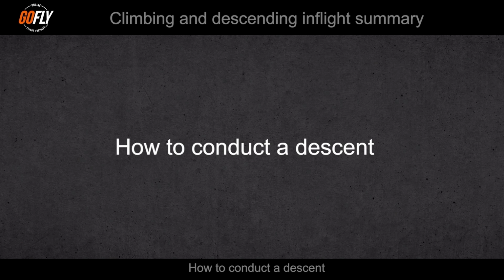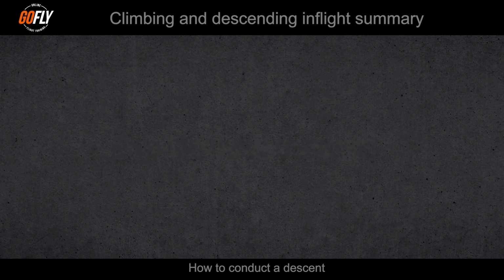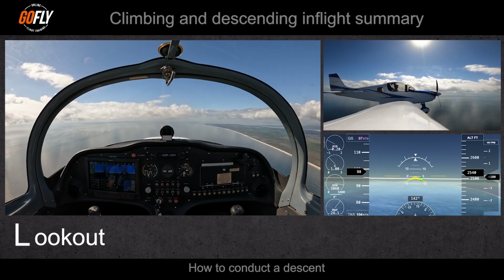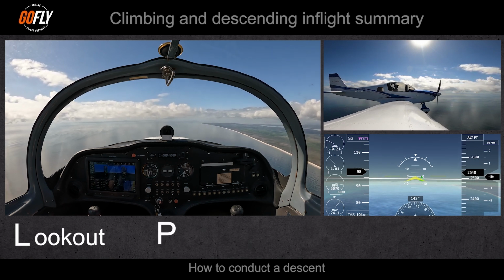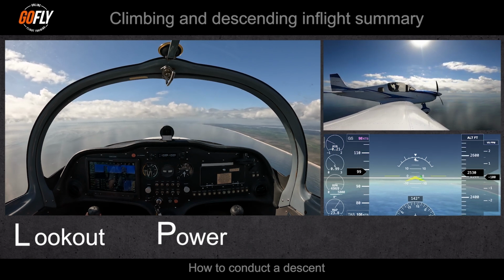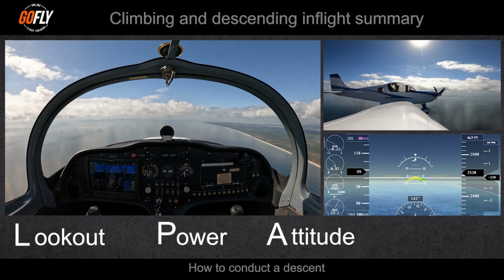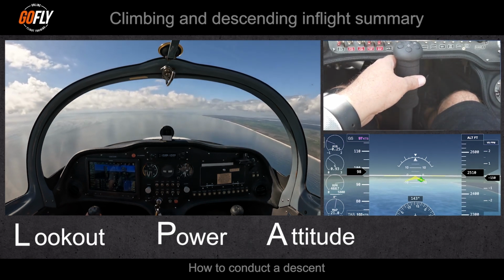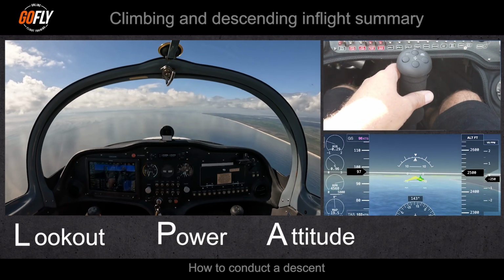Now I'll demonstrate how to descend from level flight. Again, we use the acronym LPAT. L stands for lookout. Start by checking for other aircraft, scanning left, center, below, and right. P is for power. Reduce the power according to the POH's recommended setting for a descent. A stands for attitude. Gently move the control column forward and adopt a descent attitude.